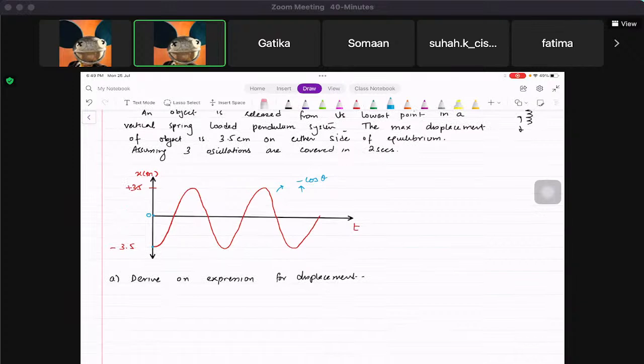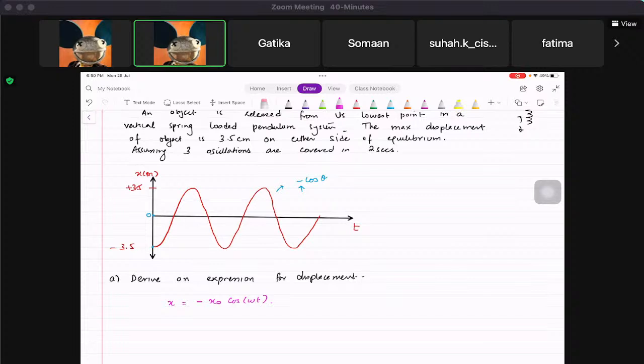Now check this out, my friends. So I could write x equals x naught, and here I have to put a negative sign because it is a negative cos, and cos of omega t. Do you understand this? Yes, sir. Now this is not the end of the question, because they will also want you to put the values in. Let's check it out.